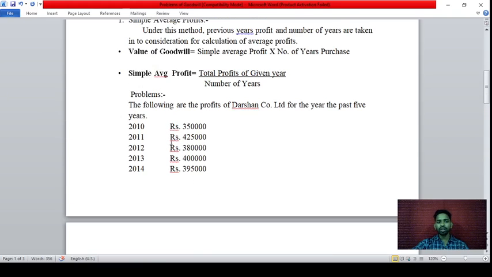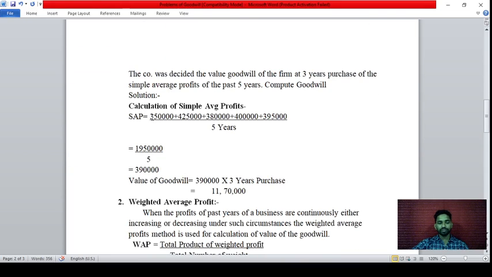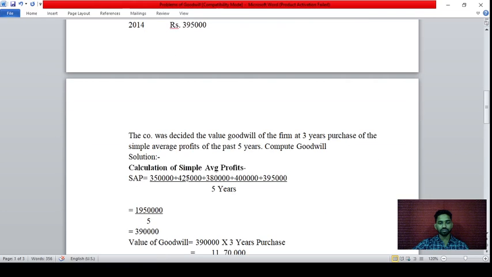You know the formula. The formula is valuation of goodwill equals simple average profit into number of years purchase. First of all we should know the simple average profit, so we will ascertain it. Total profits of the given years divided by the number of years. Simple average profit is equal to 3,50,000 plus 4,20,000 plus 3,80,000 plus for 2013 4 lakh, and for 2014 3,90,000, total divided by 5 years.